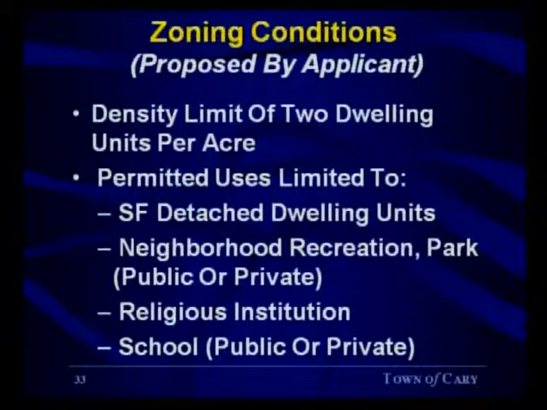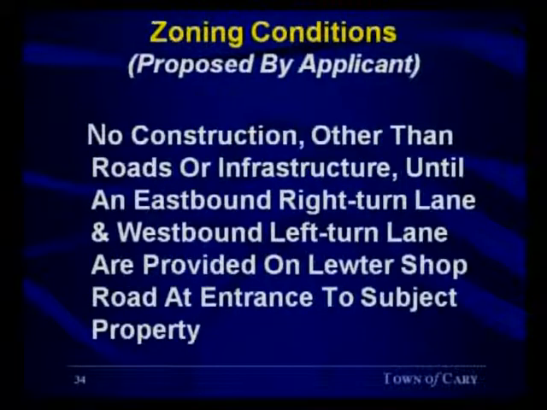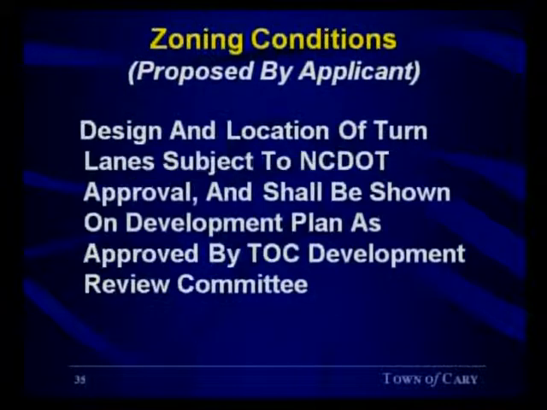Initially, the applicant proposed the following conditions: that the density be limited to 2 dwelling units per acre, that permitted uses be limited to single-family detached dwelling units, neighborhood recreation or park, public or private, religious institutions, school, either public or private, and that in response to mitigations that were identified in the traffic study, no construction other than roads or infrastructure would take place until an eastbound right turn lane and westbound left turn lane are provided on Looter Shop Road at the entrance to the subject property. And that design and location of those turn lanes be subject to DOT approval and be shown on a development plan as approved by Cary's Development Review Committee.